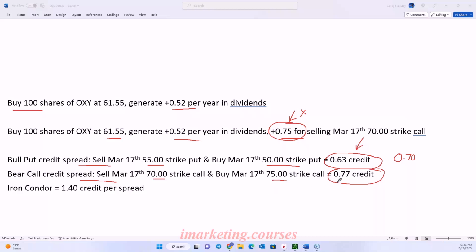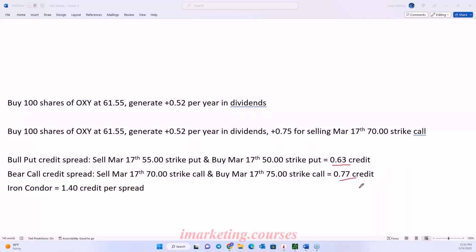Just a quick review. We were trying for around a 70-cent credit, and the market gapped up, so we got more credit on that one. They averaged out. We lost about 7 cents credit on the first one, but we gained 7 cents back on that one. So lo and behold, we collected 63 and 77. We've got an iron condor for a total of $1.40 at this point.